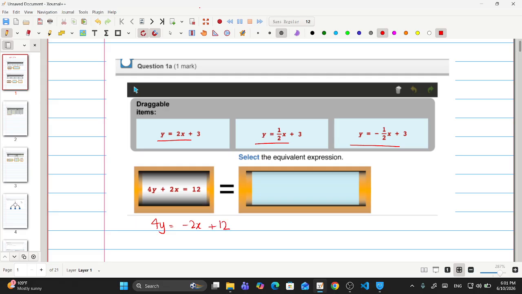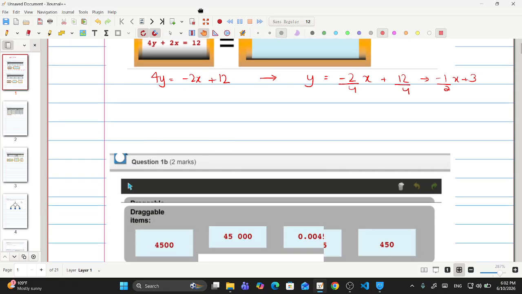Now, logically speaking, it should be crystal clear and evident here that you don't have to solve this question any further. Why? Because the only equation where you have a negative gradient is this one, right? Both of these equations have positive gradients, this one and this one, and we are supposed to be having a negative gradient. But even if you were to solve it completely, we know that this can be written as y equals minus 2 over 4x plus 12 over 4. So this would leave you with minus 1 over 2x plus 3. So this would be your answer. This was a fairly easy question.